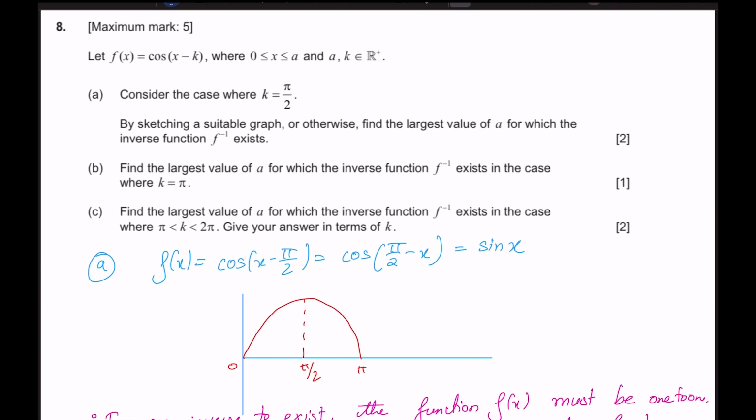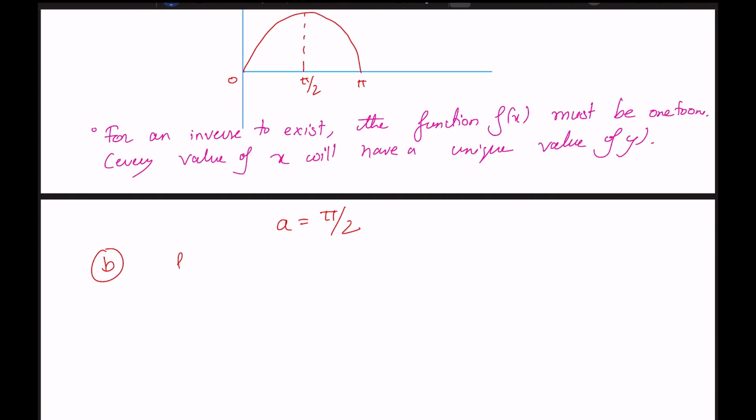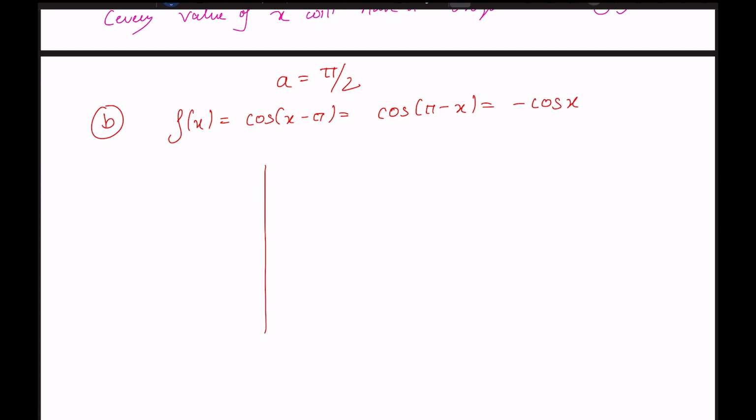Now moving on to part B, we have to find the largest value of a for which the inverse function exists in the case of k equals pi. So your f(x) is now cos(x minus pi), again written as cos(pi minus x). Cos(pi minus x) is basically minus cos x. So if I plot minus cos x, the function will look like this when x is greater than 0, obviously.